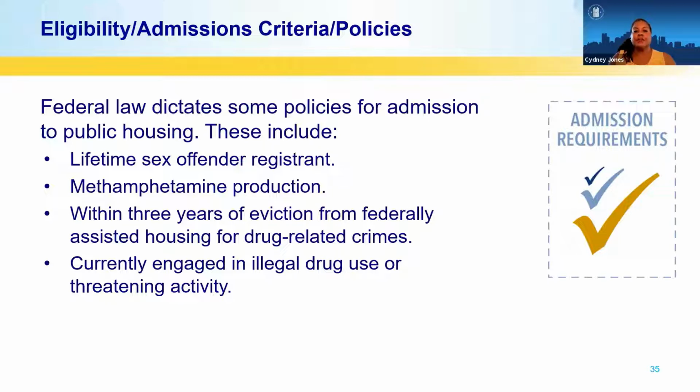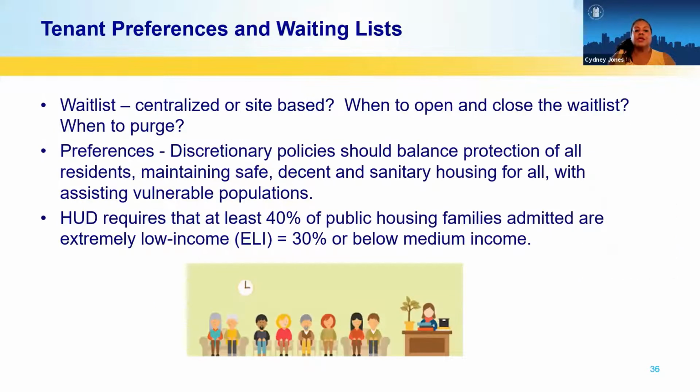The PHA has discretion within their ACOP in terms of how they manage their waiting list. And let's go to the next slide. The waiting list is managed individually by each site or can be offered as a centralized waiting list. So the policy decisions would be in the ACOP. The PHA has to decide when they're going to open and close their waiting list, when they're going to purge their waiting list, and also preferences is something that has to be in the ACOP.